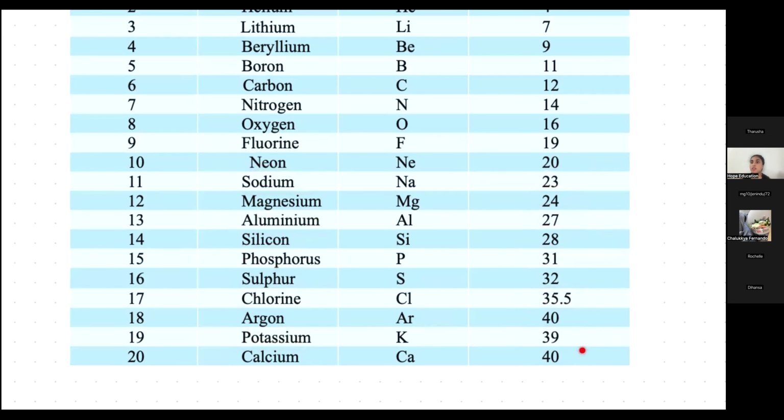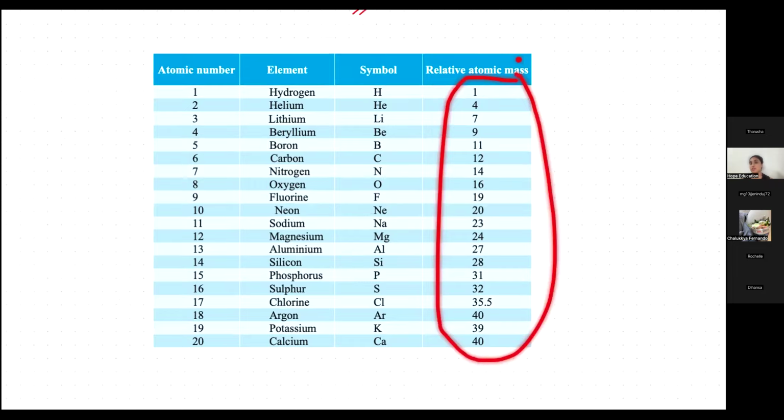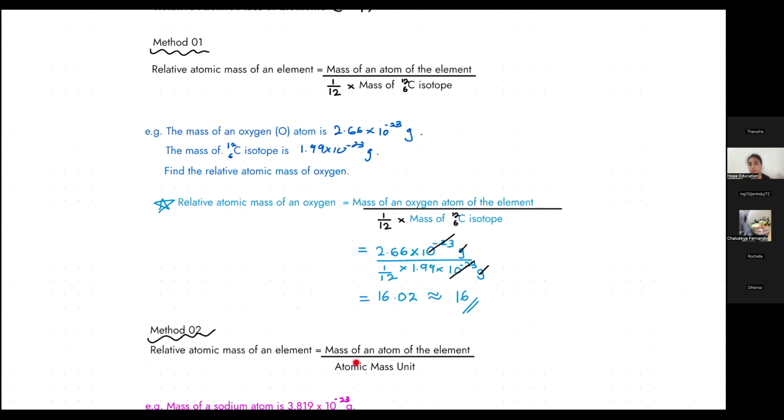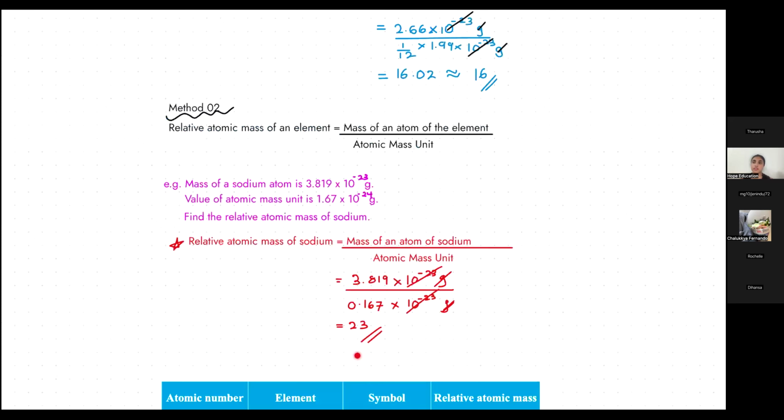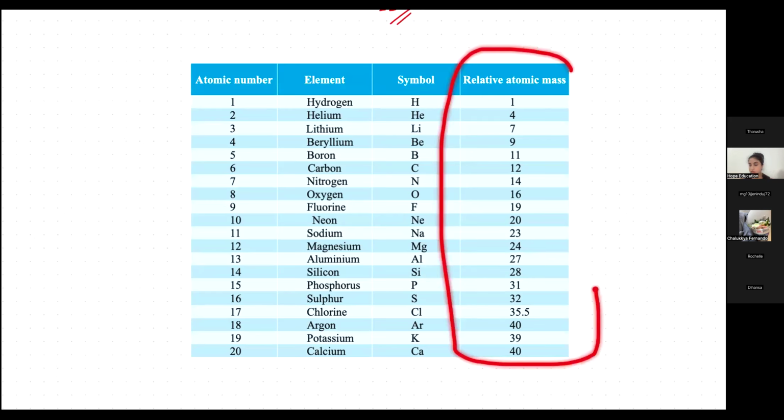Because we only care about the first 20 elements, although there are like 115 elements that are discovered so far. The relative atomic masses of the first 20 are given here, which have been calculated using one of these two methods. So you don't have to do the calculation. Scientists have already done it. So you really don't have to memorize these values. Okay, so I think that's a very good thing.